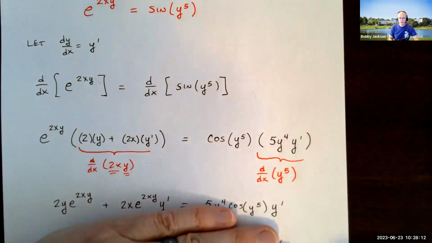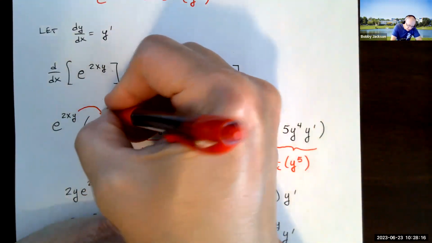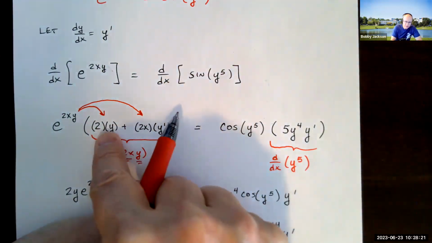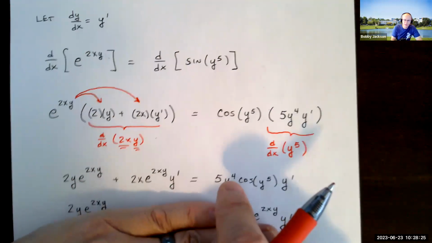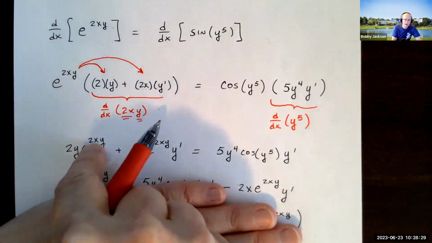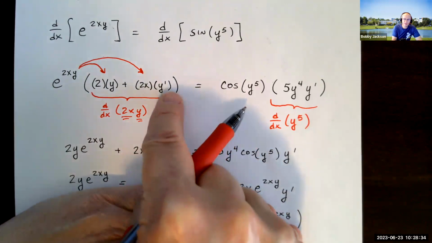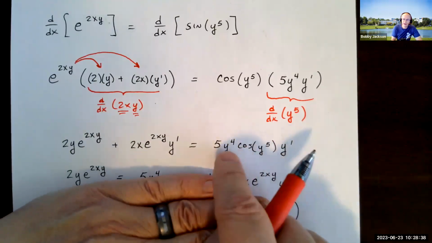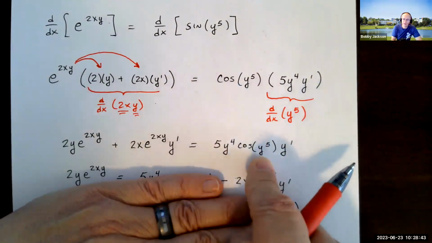Let's just clean this up. I'm going to distribute this e to the 2xy through, because my goal now is to solve for y prime. So I have to separate these two terms by distributing that through. And so I get 2y times e to the 2xy, and then I get 2x e to the 2xy times the y prime. Over here, I'll just bring the y prime to the back. I've got 5y to the fourth, bring that in front of the cosine of y to the fifth.